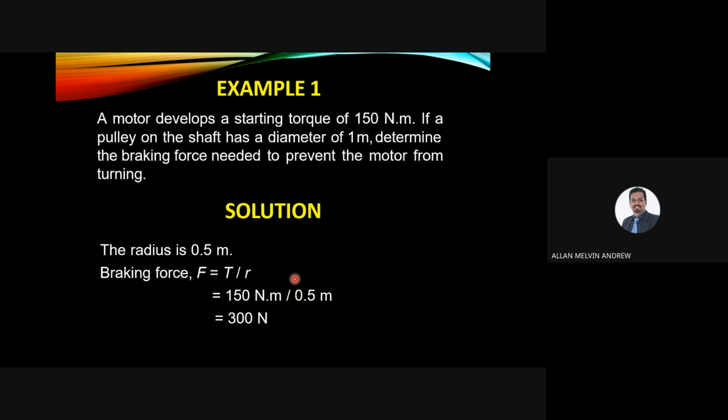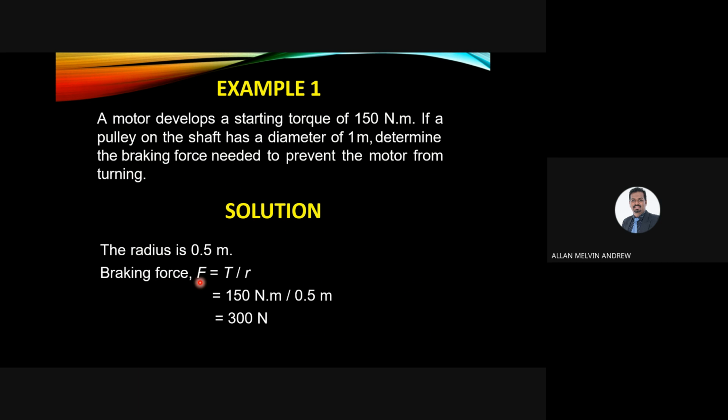Okay, so we will see one example. Example one: a motor developed a starting torque of 150 Newton meter. If a pulley on the shaft had a diameter of 1 meter, determine the braking force needed to prevent the motor from turning. So we can already see here torque is given, and the diameter is given, so we can find the radius. 1 divided by 2, so 0.5 meter, and we need to find the braking force. So the radius is 0.5 meter.